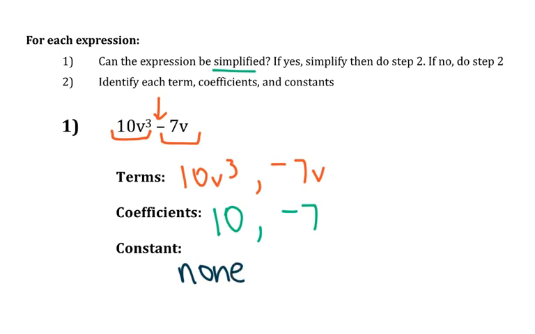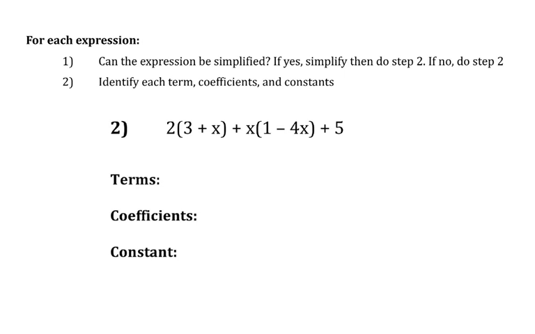Okay, let's go to number 2. Number 2 has a lot of stuff going on, and so the first question, can it be simplified? We actually can simplify a lot here. So what we're going to do is use our skills from previous years. We're going to use the distributive property first. So I'm going to do 2 times 3, and then 2 times x, and then plus x times 1, and then x times negative 4x. So a positive times a negative, 4 times x is x to the second power, and then plus 5.